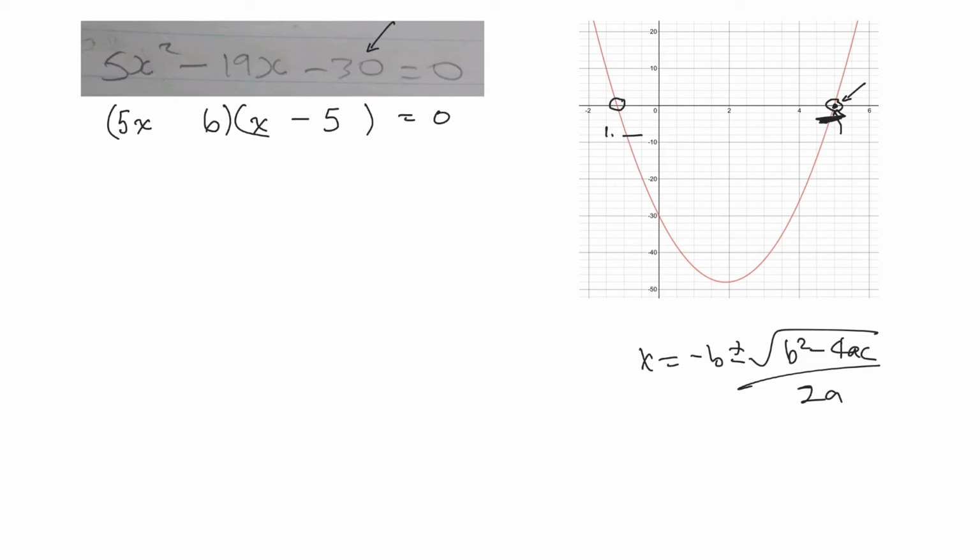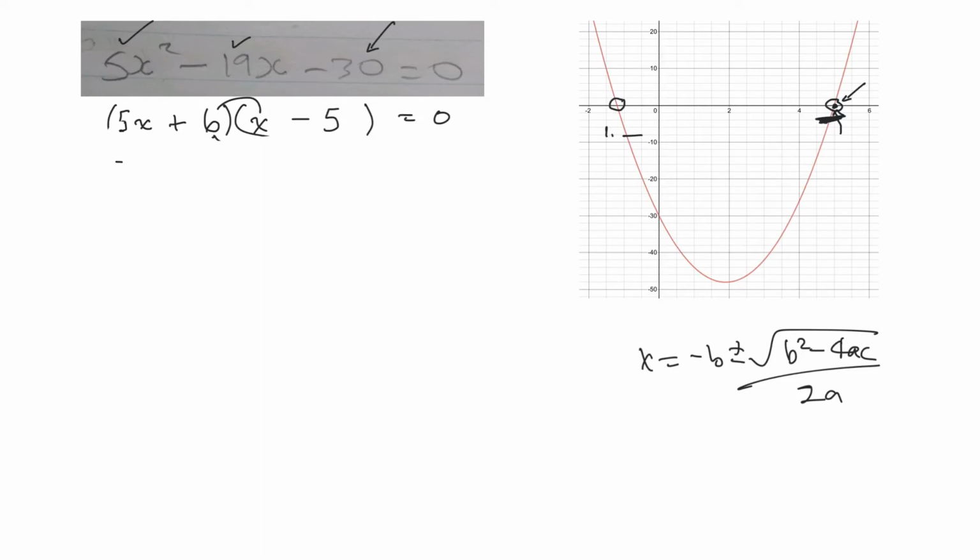Now for the sign, let's see, 5x squared, got it, minus 25x, and then this is 6x. I need to get 19, so I think I need to add that. Minus 25 plus 6x will give me the negative 19, yeah. And then 6 times minus 5 is minus 30, good. So let me just erase these arrows. So this was 5x plus 6 times x minus 5.